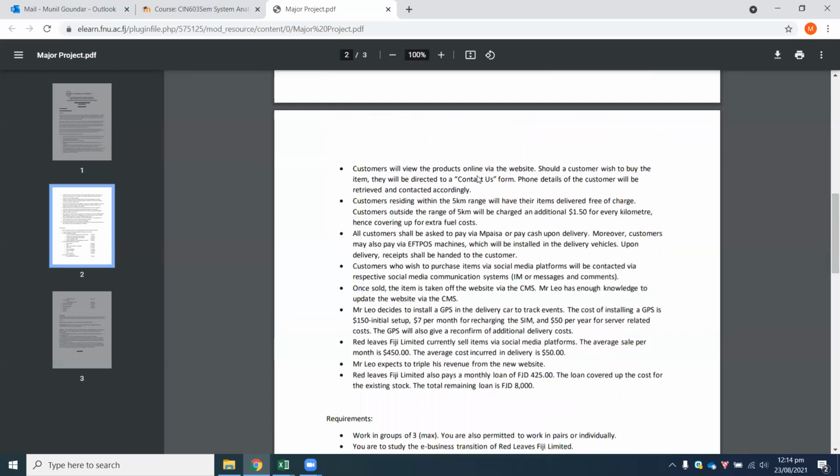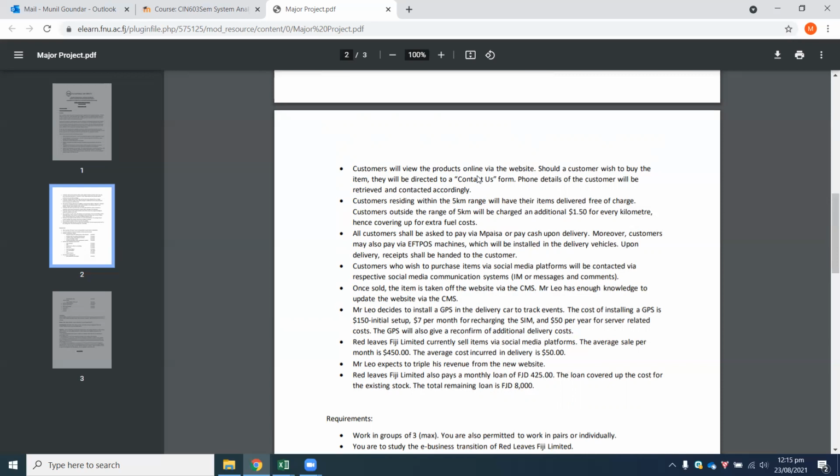Now customers will view the products online via the website. Should a customer wish to buy the item, they will be directed to a contact us page form. Okay, so phone details of the customer will be retrieved and contacted accordingly. So we were thinking, how will the customer pay, since M-Pesa suits an electronic business? So the customers will view the products on the website.